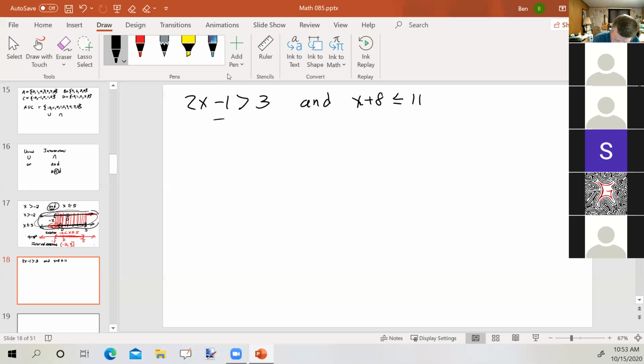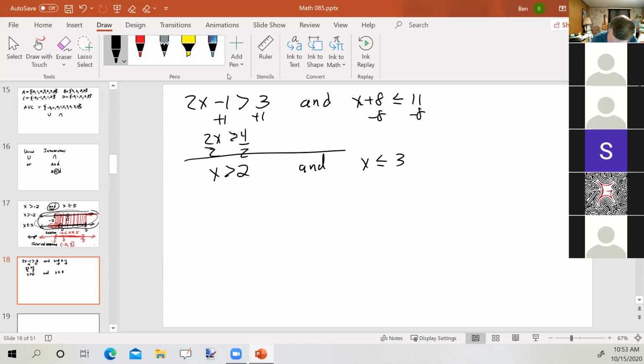All right, so here I'm going to add 1 to both sides. 2x greater than 4. Divide by 2, x is greater than 2. The second inequality, I'm going to subtract 8. I get x less than or equal to 3. So now this is what I'm going to deal with. x is greater than 2. x is less than or equal to 3.